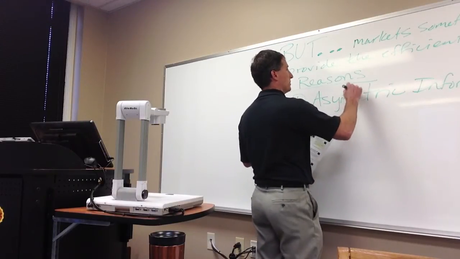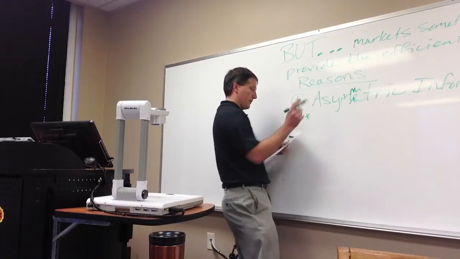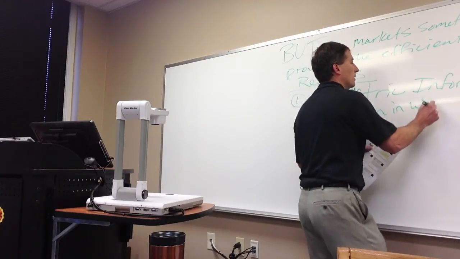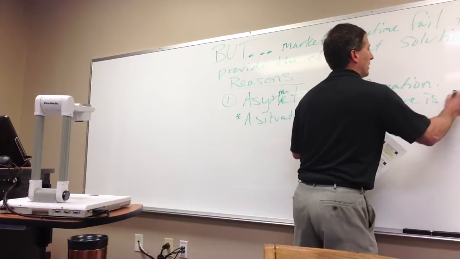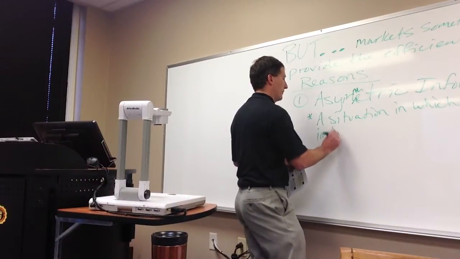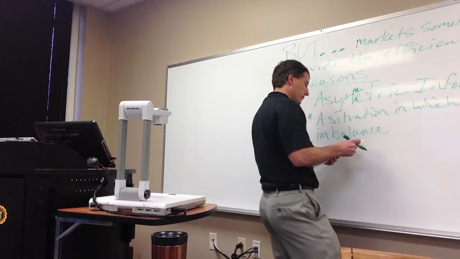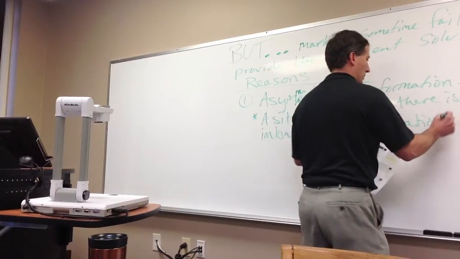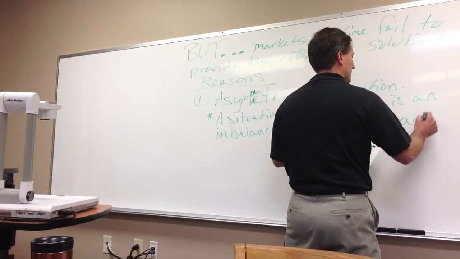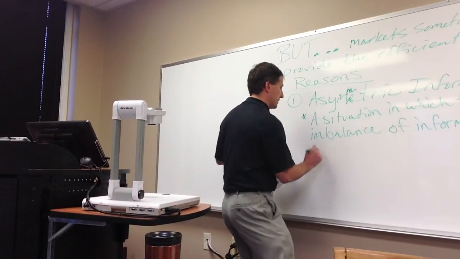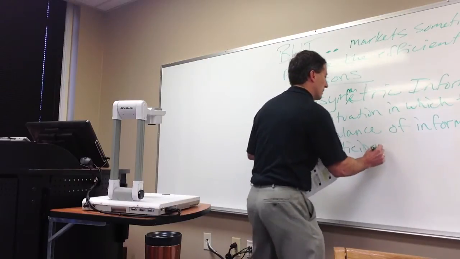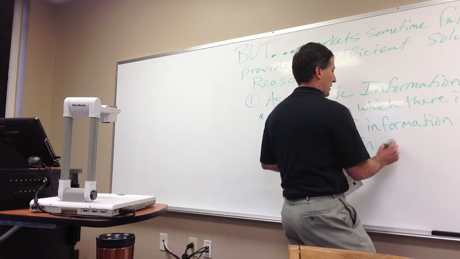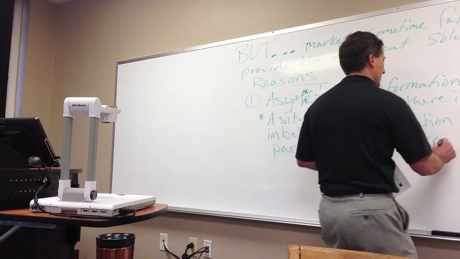So asymmetric, there's a couple M's in here. Let's see if I missed an M. Asymmetric information: a situation in which there is an imbalance of information across participants in an economic transaction.